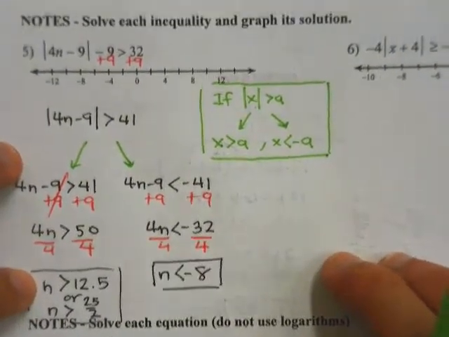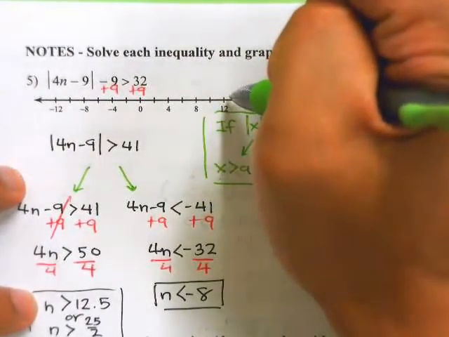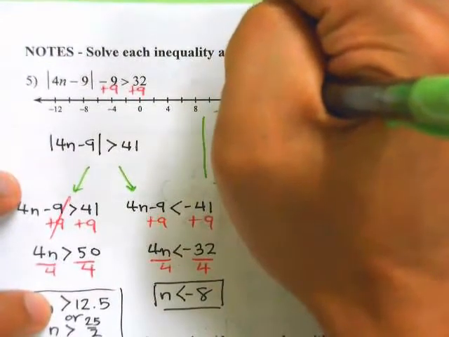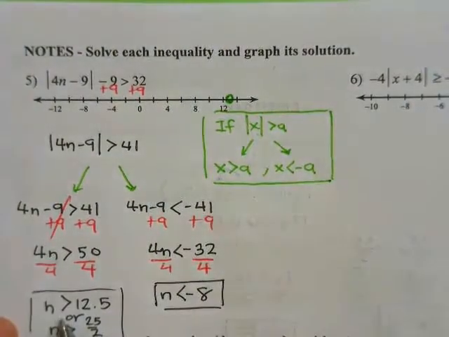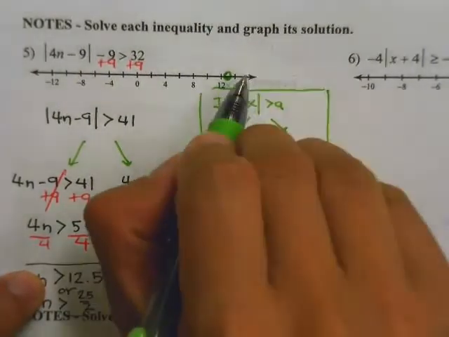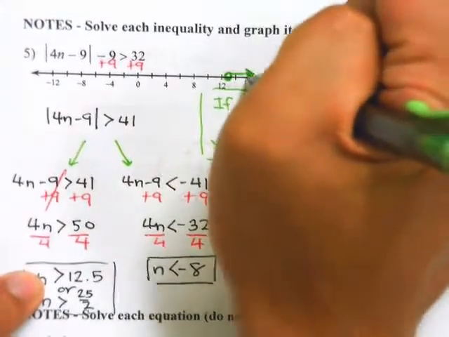N is greater than 12.5. So on the 12.5, which is, I guess, somewhere over here, it's going to be an open dot because we don't have an equal to sign over here. So it's going to be an open dot, and things that are greater than 12.5, which is 13, 14, 15, 16, 100. And then we're going to draw that arrow over here.